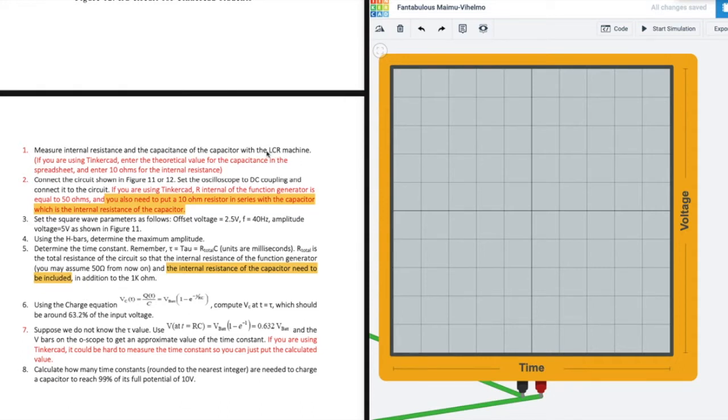We will need to explain to you how to use this, but in the lab. But if you are using Tinkercad, just put the theoretical value.